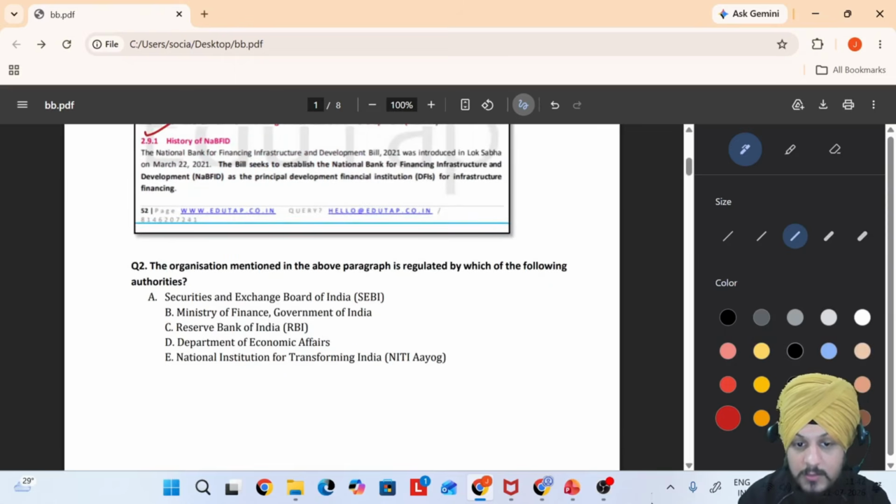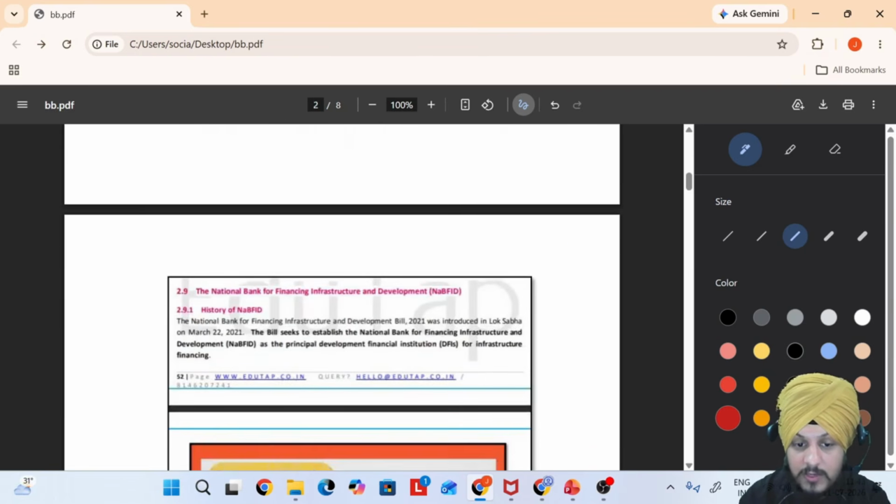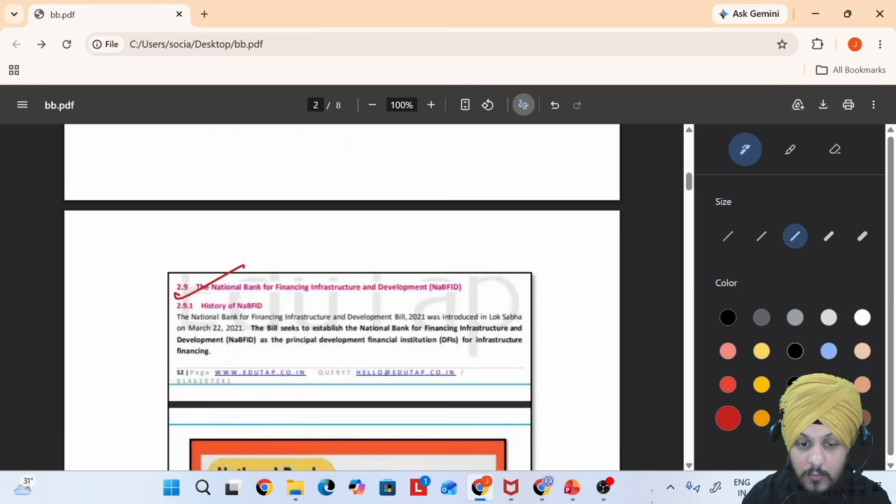Secondly, the organization mentioned in the above passage. So this organization is NaBFID. It is regulated by which of the following entities? So since NaBFID is a type of All India Financial Institution, so yes, it is regulated by whom? It is regulated by RBI, right? It's a very straightforward question, and again, we had covered it as a part of the course.